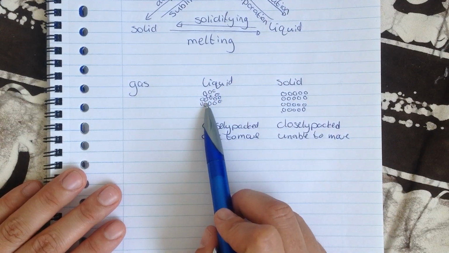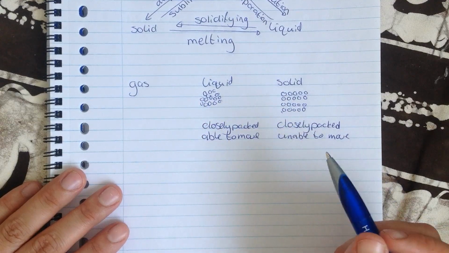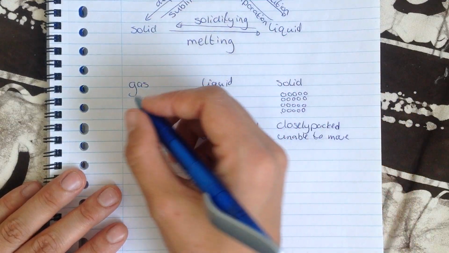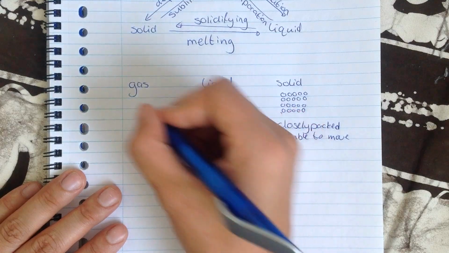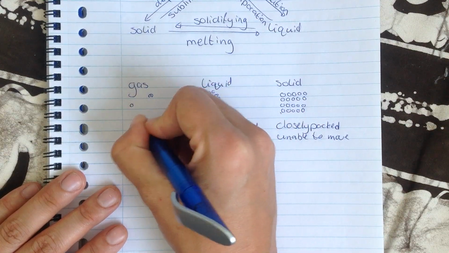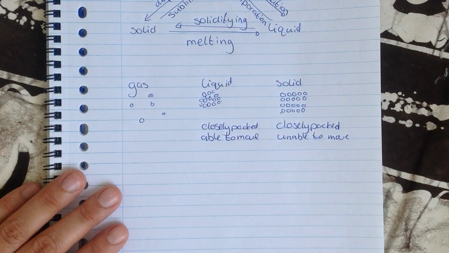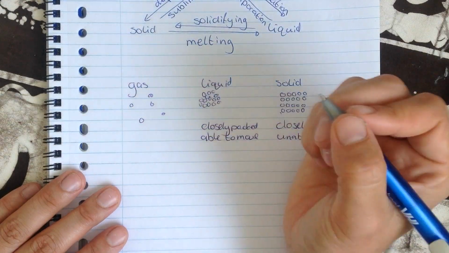This is what we call micro level. So micro is with particles, and macro is what is bigger, and mostly you can see it. A gas is this. They are most definitely not closely packed.